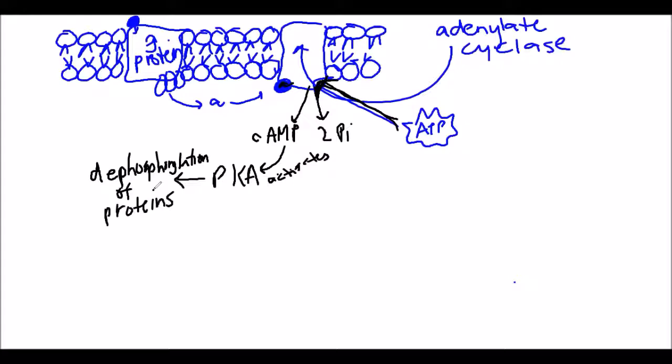So what we have already happening here, going back to ATP going into adenylate cyclase and being broken down into cAMP, or cyclic AMP, and 2-phosphates. Cyclic AMP is going to activate protein kinase A. Protein kinase A will then cause a dephosphorylation of proteins. And this, in turn, will close potassium leak channels.